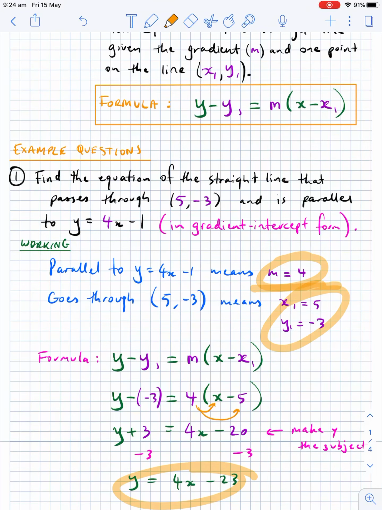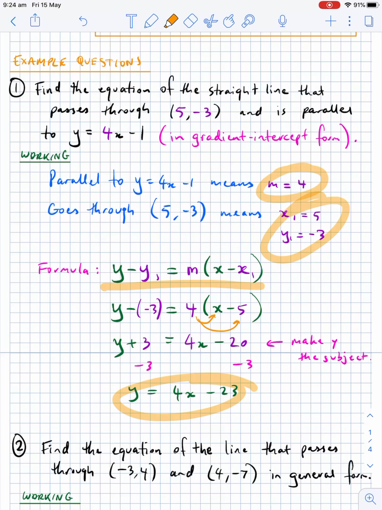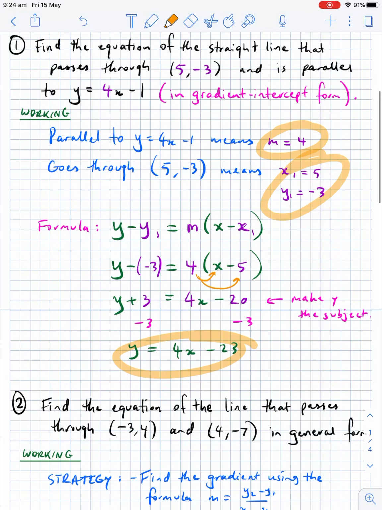Okay, so we've got that m is equal to 4 and our x1 and y1 are equal to 5 and negative 3. So that's all you need for the formula. So using the formula, rewrite the formula. Our y1 changes to negative 3. So we're going to get a double negative happening here because we're taking away y1. Our m is 4, so our m changes to a 4 outside the brackets, which is multiplying the brackets. And our x1 is a positive 5, so that 5 just comes down. Make sure you're remembering to bring your minuses down.